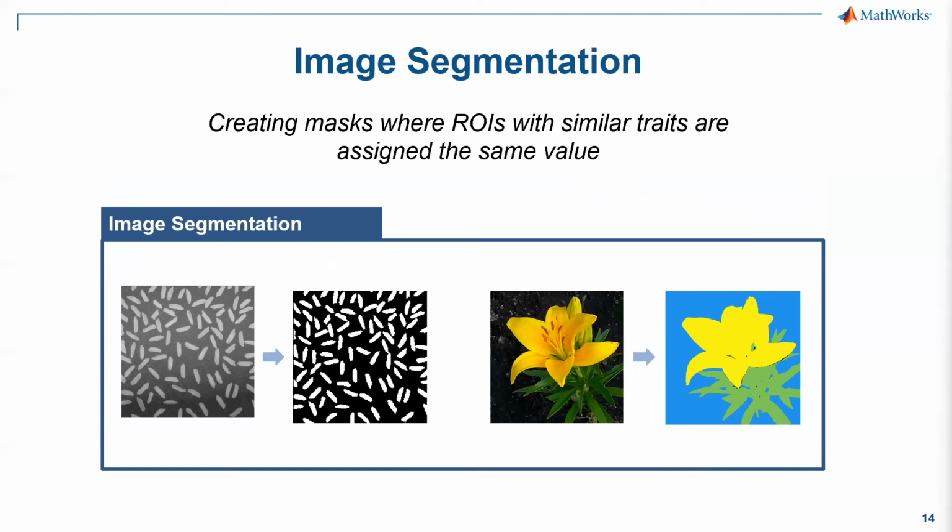Segmentation refers to the process of creating masks of an image, such that regions of interest, called ROIs, having similar traits are assigned the same value. Segmentation uses the association between pixels in the image. The associations or regions of interest could be based on intensity, color, texture, shape, position, or anything else. Binary segmentation separates the image into 2 classes, true or false. But you can actually make any number of segmentation masks for a single image, as you can see here with the flower example. They're separated into 3 regions, and the rice grains are separated into 2 regions.